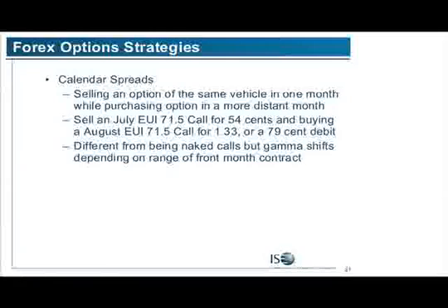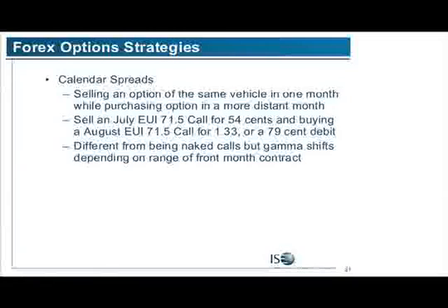In terms of a calendar spread, in this case we'll look at selling an option of the same vehicle in one month while purchasing an option in a more distant month. We'll sell a July Euro 71.5 call for 54 cents and buy an August call for 133. It's going to incur a 79-cent debit. The focus is that at the end of all that, we have a modestly bullish position. If at the end of that time the euro is still in that range and the front month call expires worthless, the August call may be priced at $1.05, assuming you're at the money, maybe $1.02, just talking out loud. And so there might be a little 25-cent profit in there.